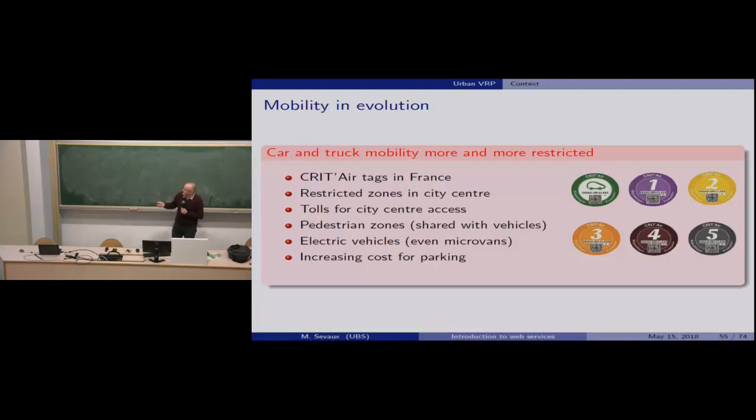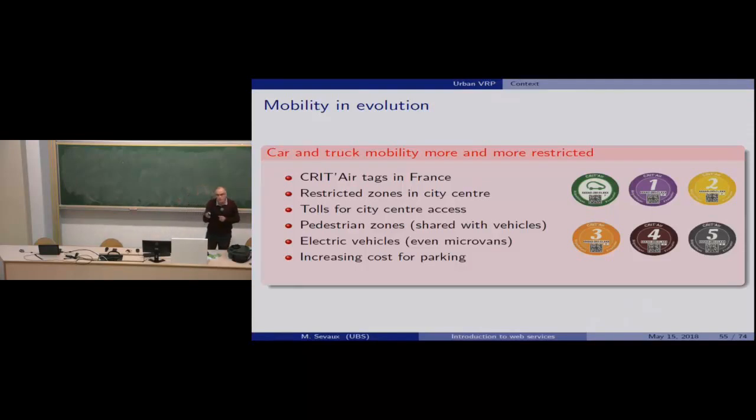There is also a plan for toll for city center access, and this is the case for London. This will probably be the case for Paris in a very short time, and this will be the case for many places. You have pedestrian zones which are shared by vehicles, so of course you cannot send a big truck in this zone. You have more and more electric vehicles, including microvans. So these microvans can deliver in pedestrian areas because they are electric, so they can have access to this city center.